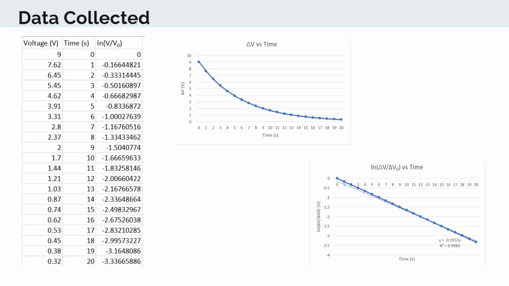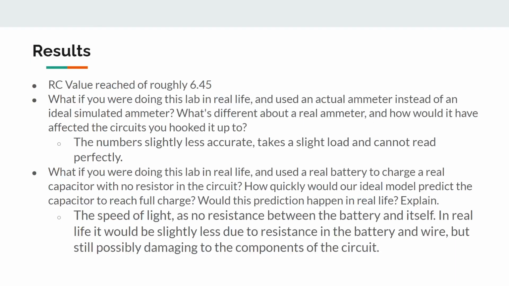Quick data collected. Up top here we have the delta V versus time. As you can see, as the capacitor discharged, it discharged a lot initially and then it fell off. Linearized versus ln delta V over delta V naught, you can see that it's linearized. So it was in relation to e to the x. The RC value reached roughly 6.45.